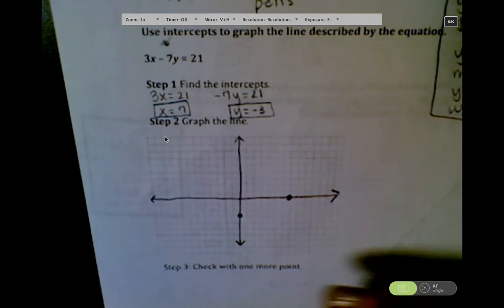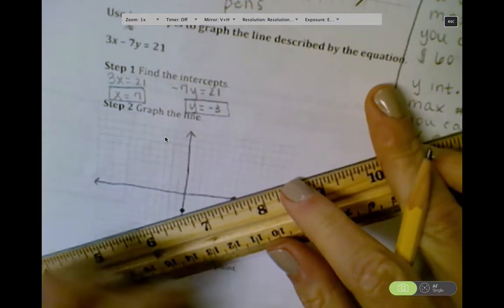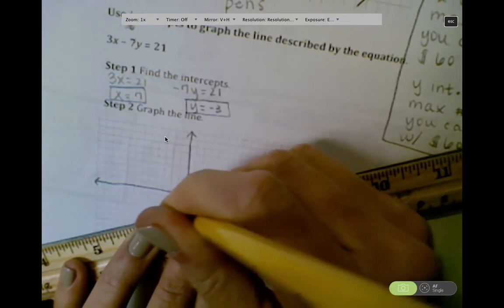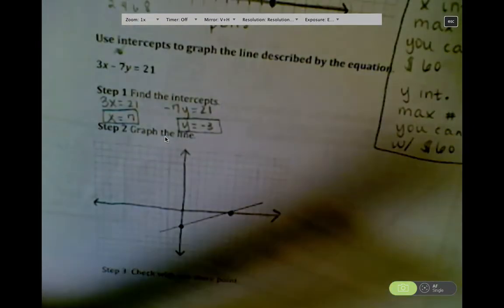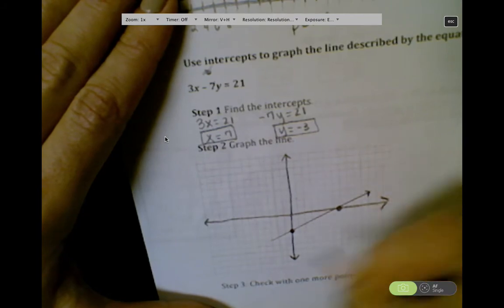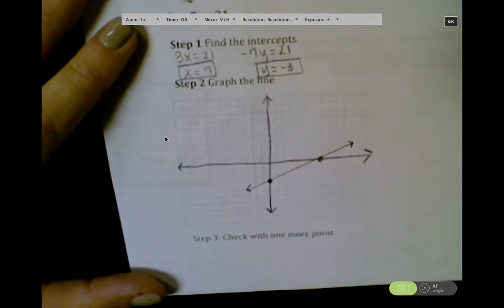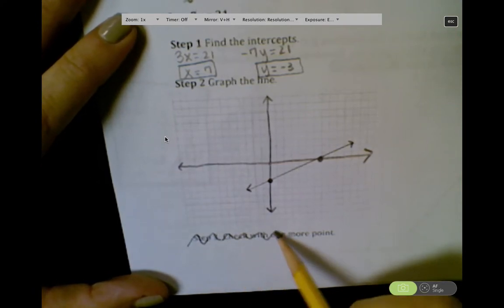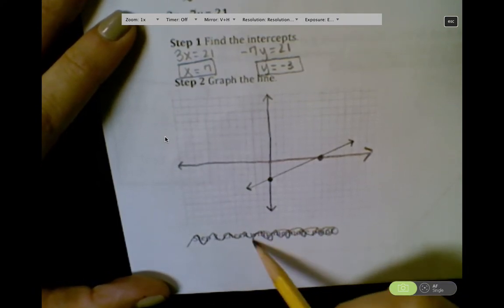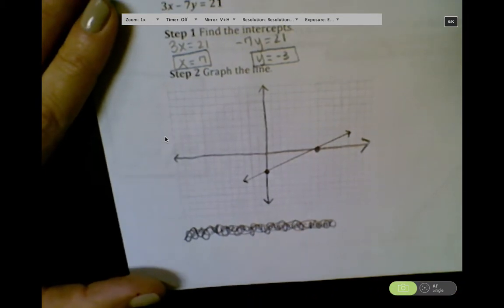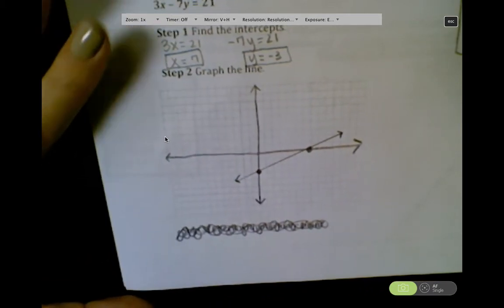Then you just need to use a ruler or a straight edge to connect those 2 points. Make sure you put arrows at the end of each to show that the line extends. You can cross out step 3. We're not going to check with one more point simply because it's not very effective, so we're not going to worry about it. So that's all you have to do.